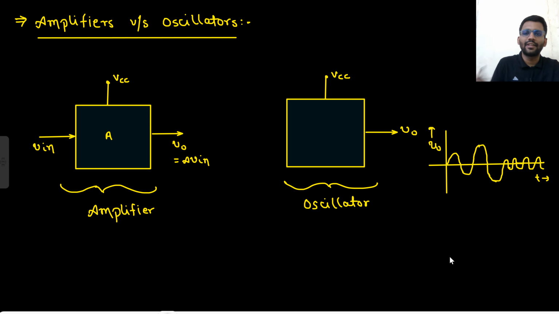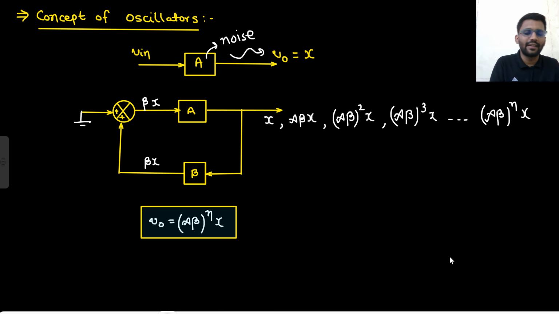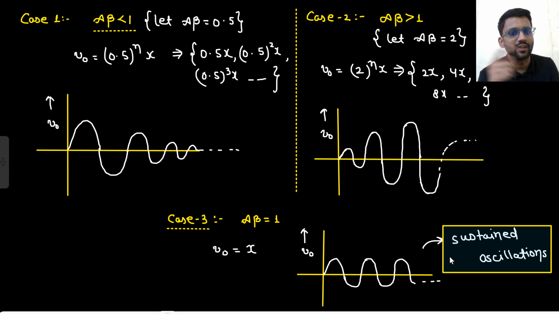So we started with the difference between amplifiers and the oscillators, right? Then let's just say you are getting some x output, then you connect a feedback, then what you will get? A beta x output, A beta square x output. So eventually your output is A beta to the power n x, right? If your A beta is less than 1, then your oscillations will die out. If A beta is greater than 1, then the oscillations will be there, but they are not sustained because the amplitude is rising. If A beta is equal to 1, then your oscillations are sustained.